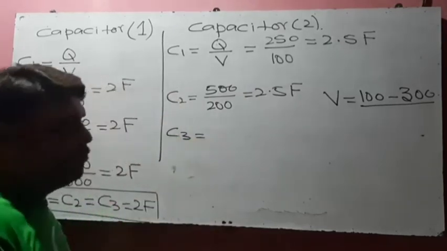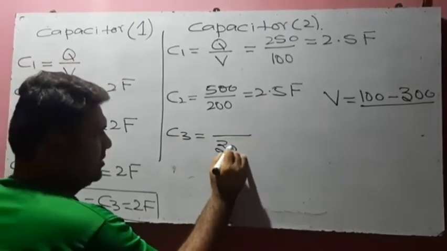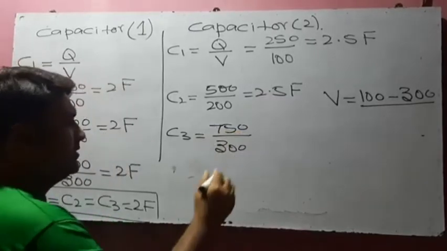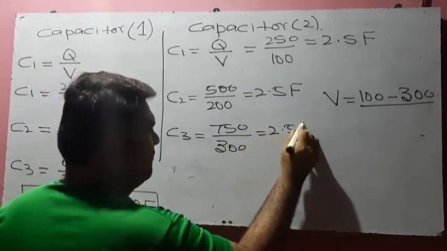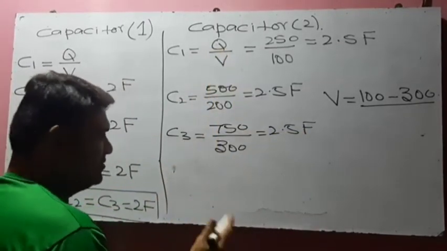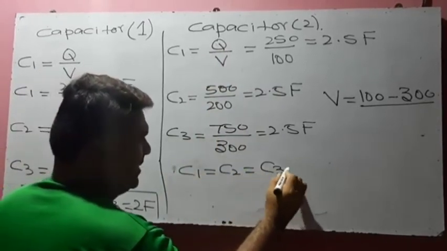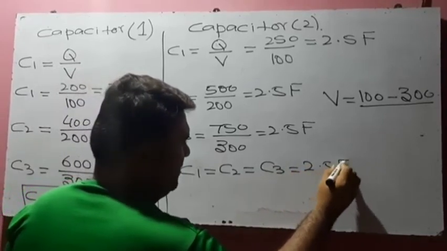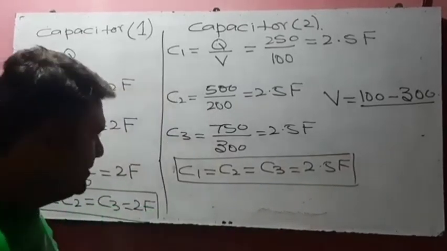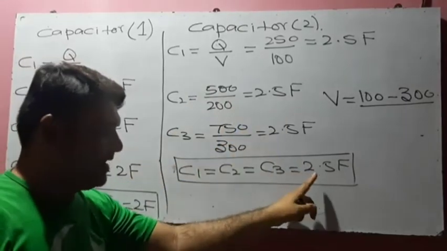We increase the voltage from 200 to 300, so 750 amount of charge will be stored. The capacity will be again 2.5 farad. So from the results, we can conclude that C1 is equal to C2 is equal to C3 is equal to 2.5 farad. Therefore, we can say that the capacity of capacitor number 2 is constant, that is 2.5.